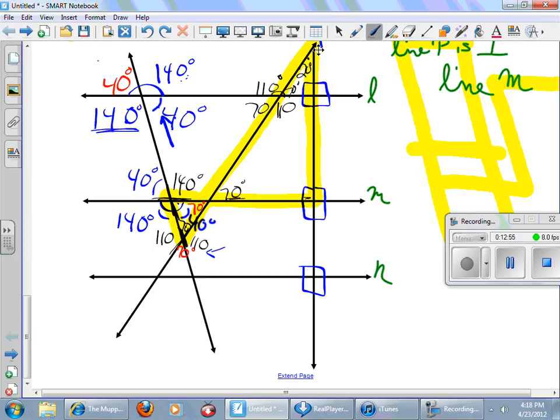This is 40 here. That means this guy is 40. This guy must be 70. This guy must be 70. This guy must be 110. 110. 140 right here. 140 right there. 40 degrees right there. I think the only one I don't have is this one. Oh, those two right there. Well, this better be 110 because 70 and 110 is 180. Therefore, that's 110. And there you go. I filled them all out. Piece of cake.